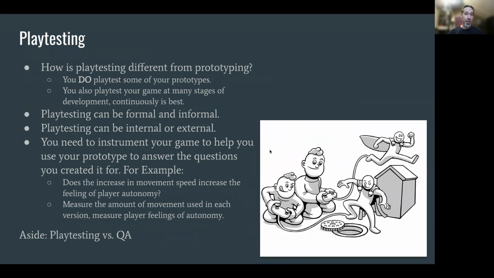So playtesting. How is playtesting different from prototyping? I said you sort of need to do both of these things together. You do playtest some of your prototypes. You might build a prototype that asks, does my jumping system allow me to get over gaps of this width? You can determine that mechanically. You're not going to playtest it. It's going to sort of prove itself by implementing that mechanic. But you do have to playtest a lot of your prototypes.